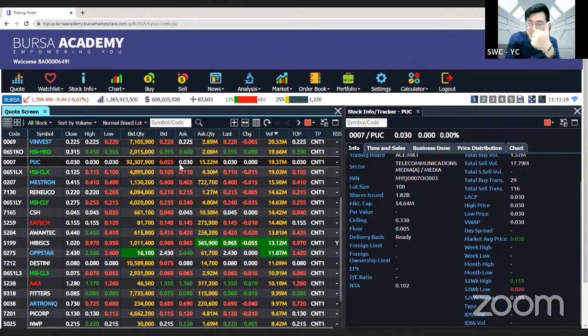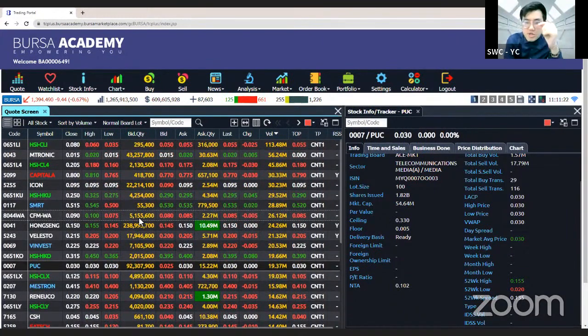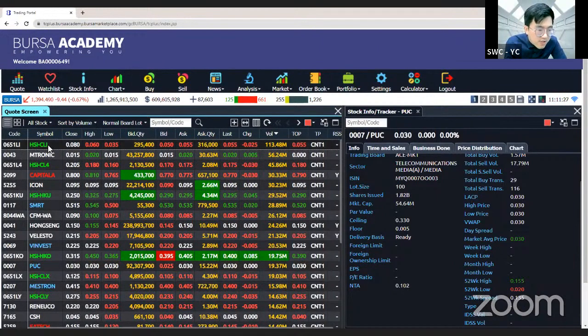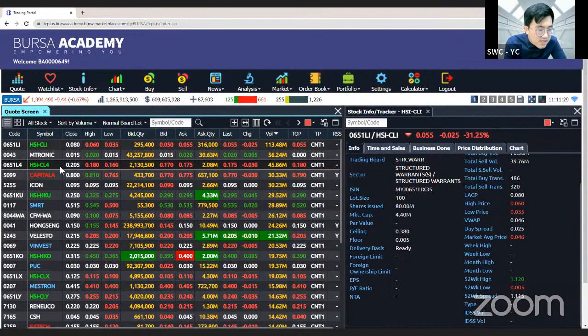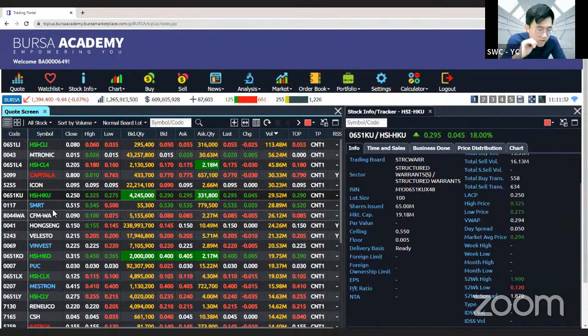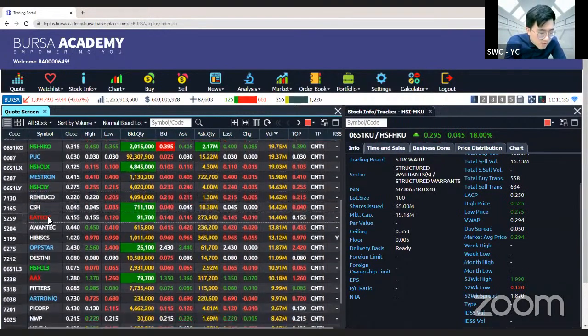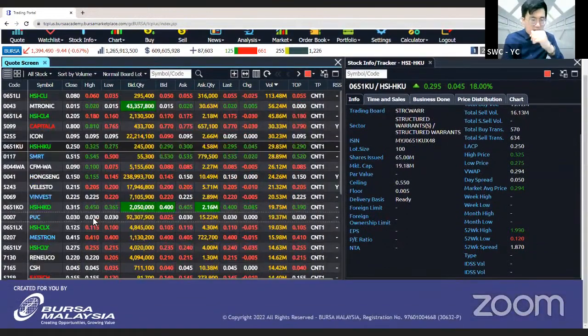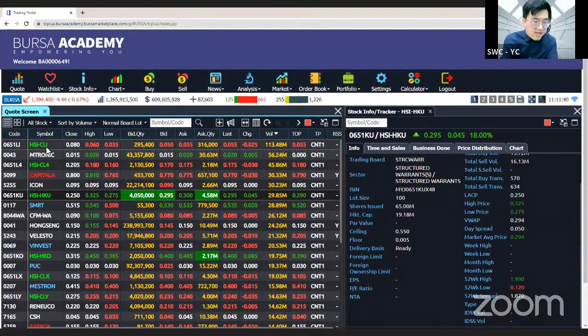So we skip. You see the top volume, you skip penny stock. First thing. The second thing, you skip structure warrant. What is structure warrant? You see all these HSI, CL1, HSI, CL4, HSI and so on. Not only HSI, others also, though in today's case there aren't any. All these are issued by the bank. Not to say the bank is not good, just that this financial instrument is very, very high risk. That's why I would advise people to skip it.